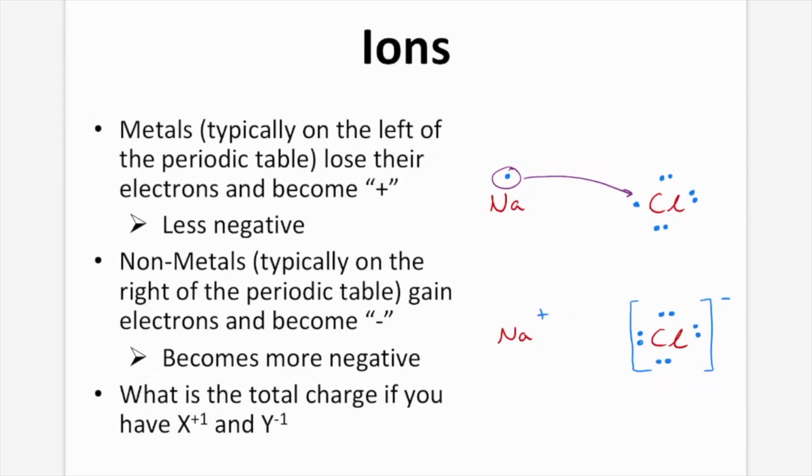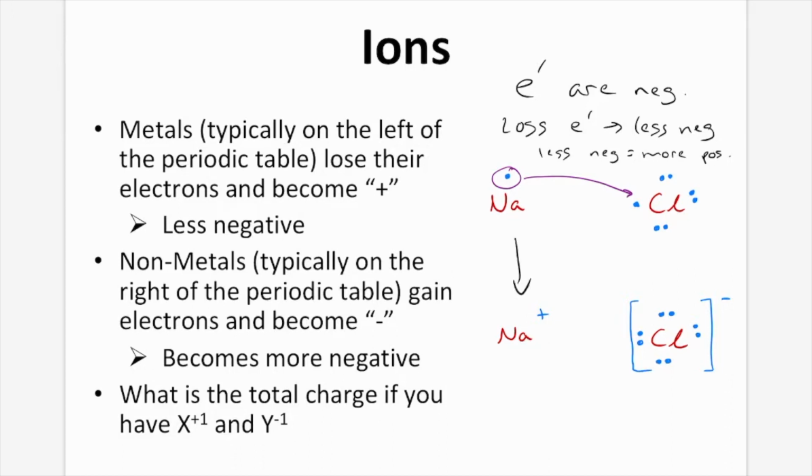Ions. Metals, typically on the left-hand side of the periodic table, lose their electrons and become positive. They become positive because they are less negative, keeping in mind that electrons themselves are negative. So if you lose electrons, then you are less negative. Less negative equals more positive. So all our elements that lose an electron, like sodium, become positive, and that's what we're drawing here. When sodium in this top drawing loses an electron, it becomes this positive ion that we see below.